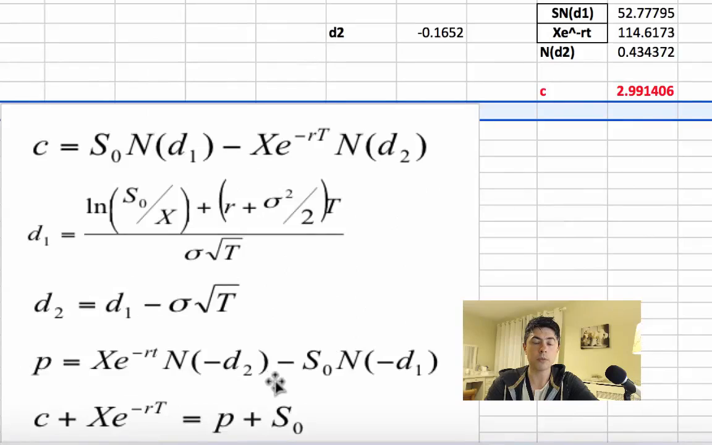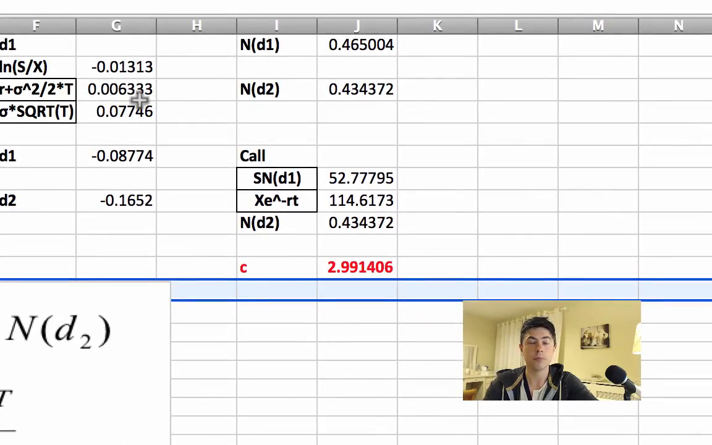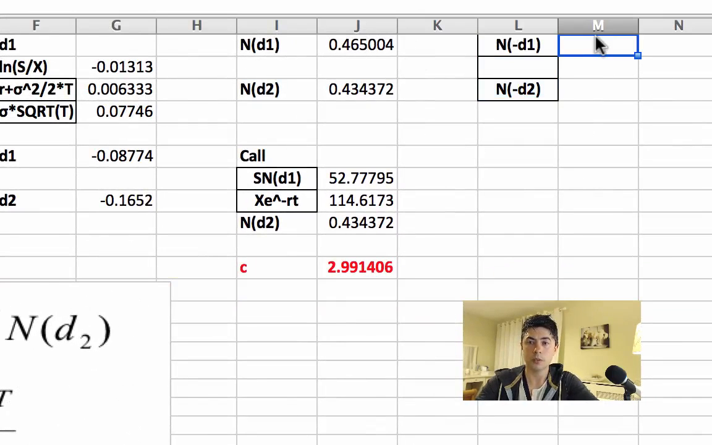So here we have the formula for the put option. A lot of this is already done. All we need is n minus d2 and n minus d1. But we don't have to go to the same extent in terms of looking up tables. All it is for n minus d2 is 1 minus nd2. So for n minus d1, it's 1 minus nd1. And likewise for n minus d2, it's 1 minus nd2.